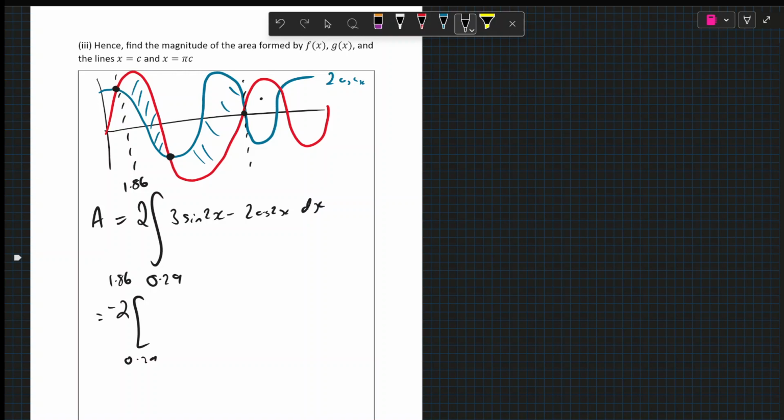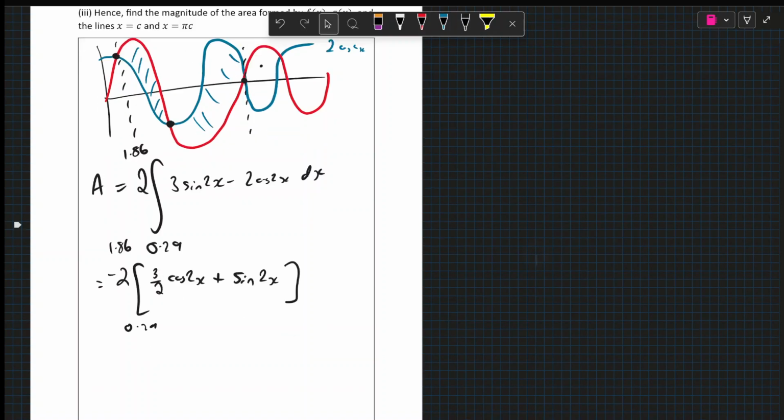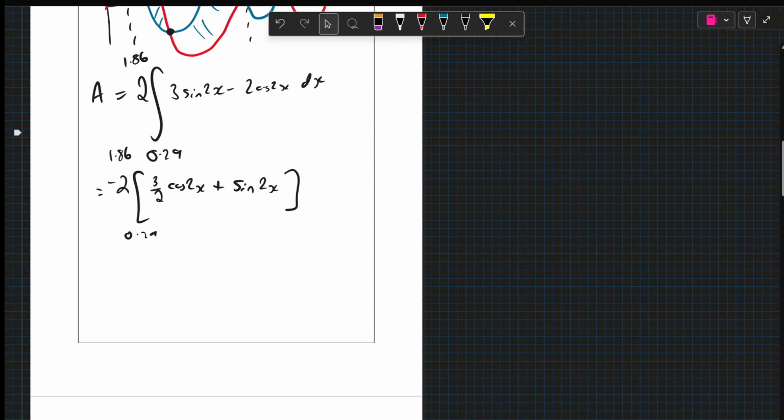So sine integrates to minus cos, but we're going to have to do 3 halves cos 2x. Cos integrates to sine, so we're going to get a plus because we already factored the minus. This is just going to be sine of 2x. Now just evaluate it. So we're going to get negative 2. I'll factor the negative 2 out first. So we'll do 3 halves cos of 2 times 1.86 plus sine of 2 times 1.86.